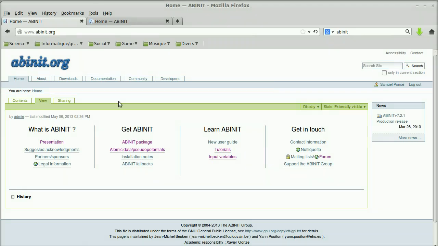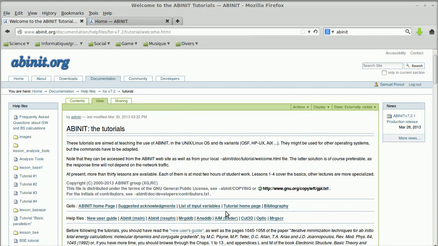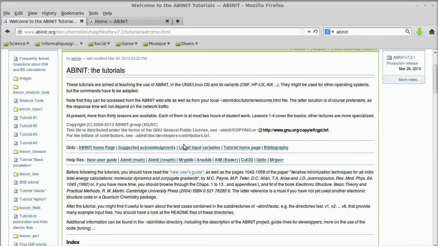So I go on to the abinit.org webpage here and I'll click on tutorial. Today we are going to focus on the first tutorial, but if you start with Abinit, I recommend you do at least the four basic tutorials, namely tutorial 1, 2, 3 and 4. And today we are going to focus on the first one.